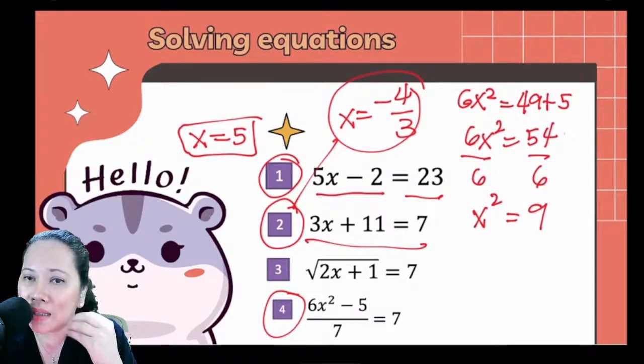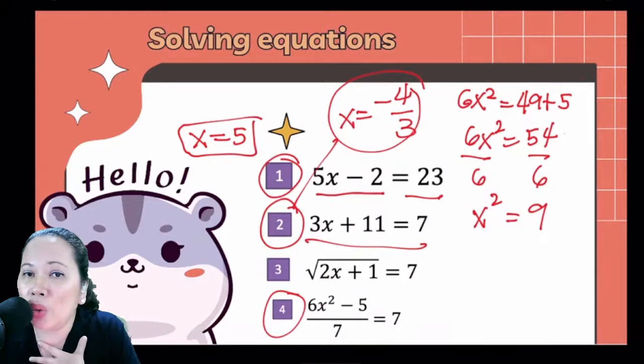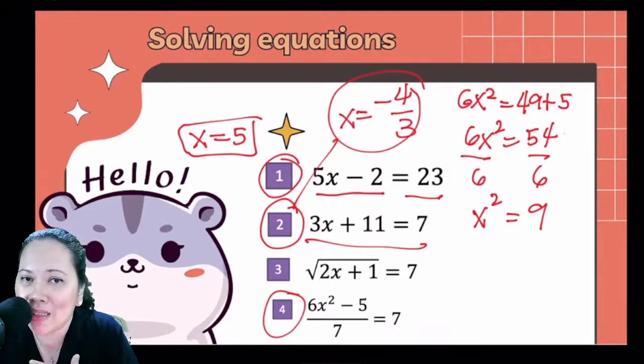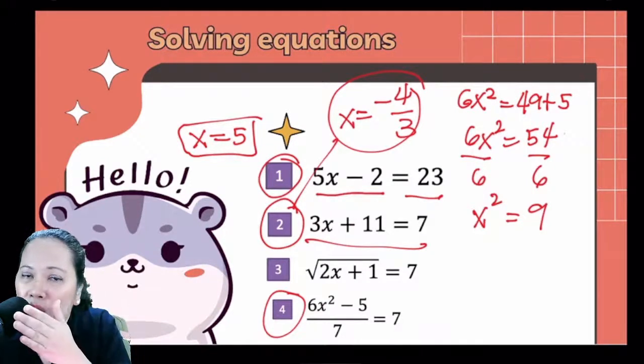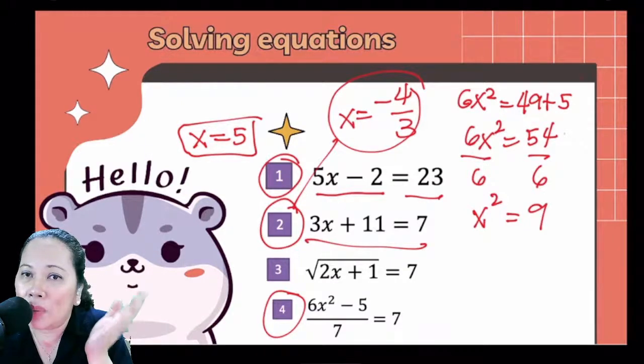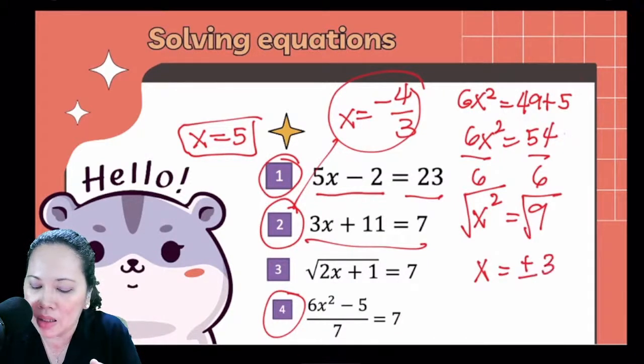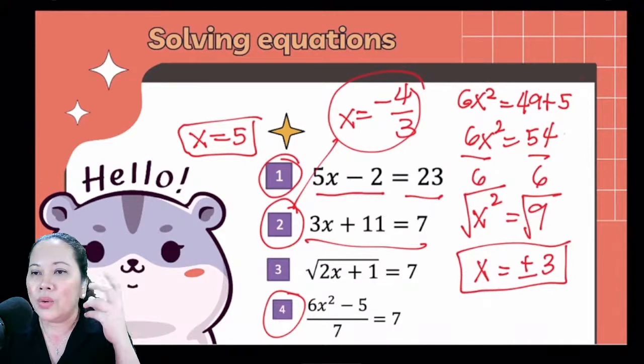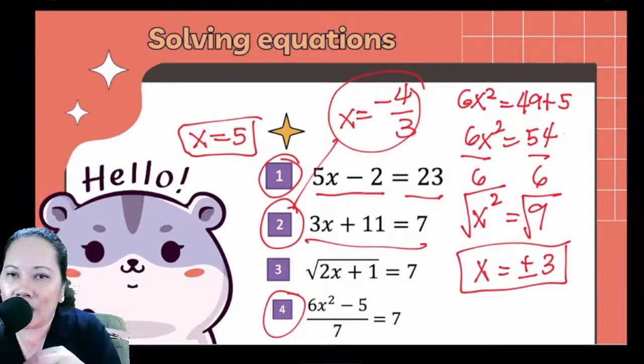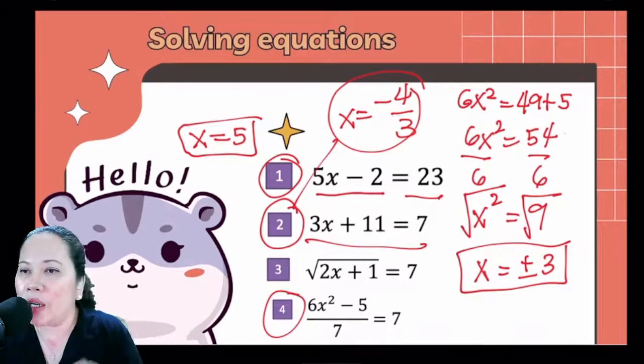Since our x is a square, to solve for the x, we have to transfer the square to the other side. Again, the opposite of square is square root. The opposite of square root is square. So we just need to square root both sides. And then since it's a square root, you will have x equals plus minus 3. Which means x can be positive 3, x can be negative 3.